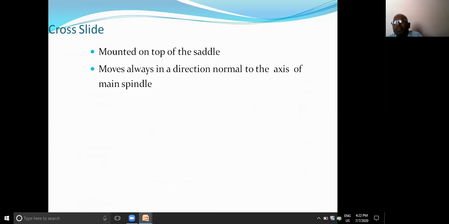Normal, what is the meaning of normal? Perpendicular. In mathematics, in straight lines, we discuss a normal line and a tangent line. In the similar way, even in drawing, either it may be an ellipse or a parabola, we should draw a line normal and tangent to the curve at a particular point.